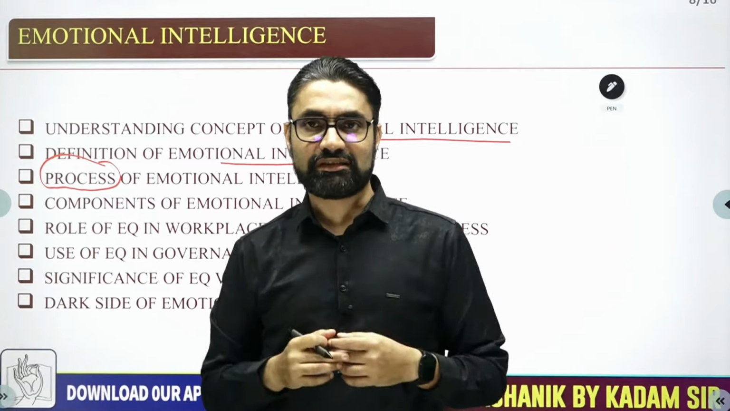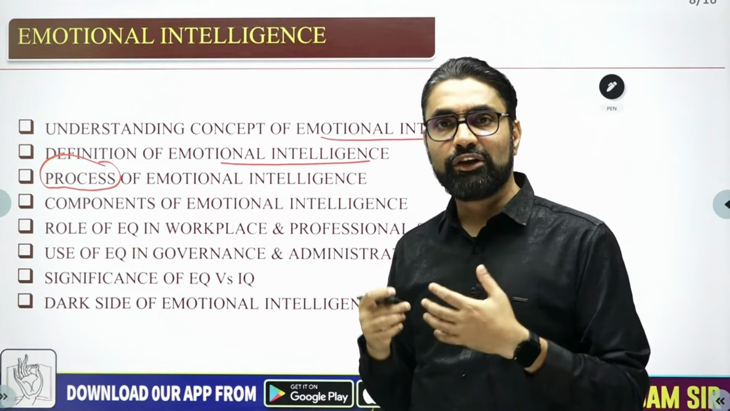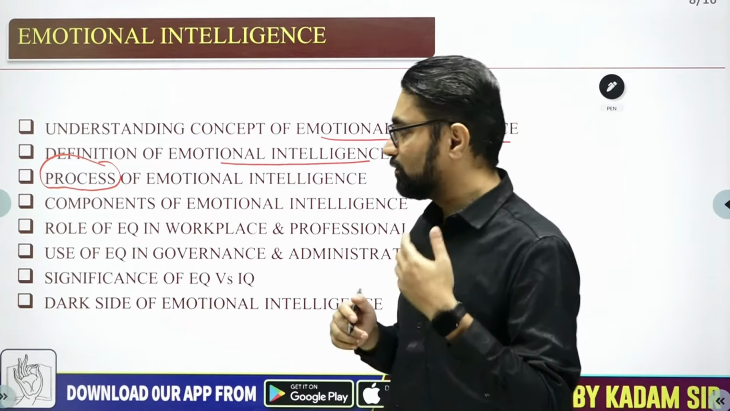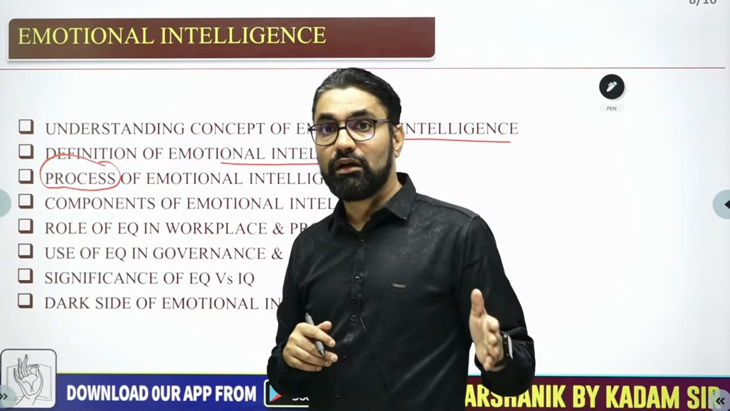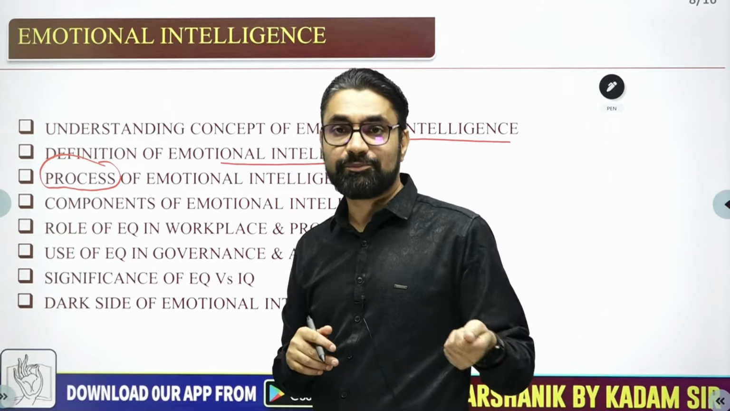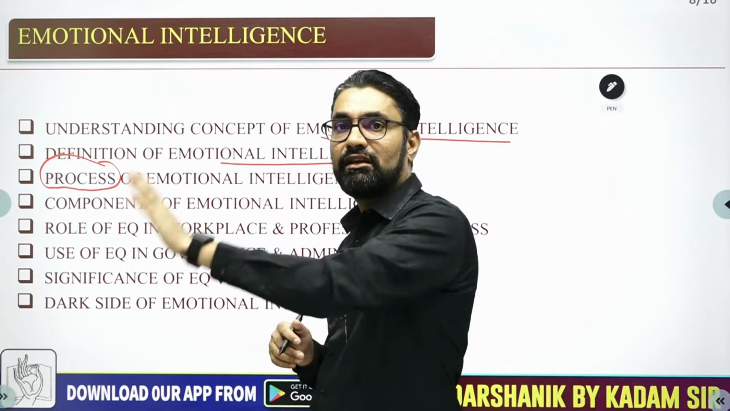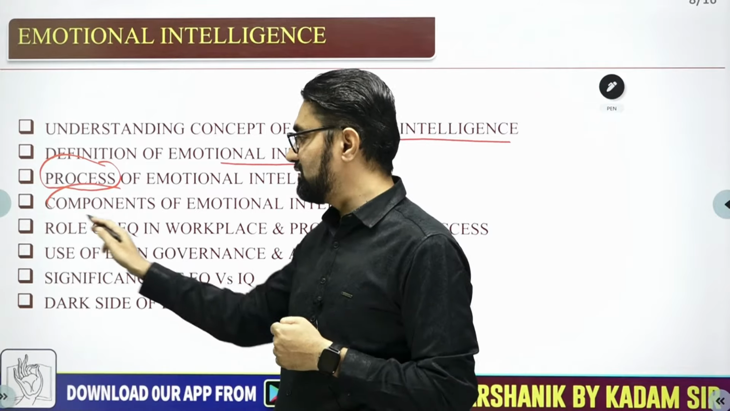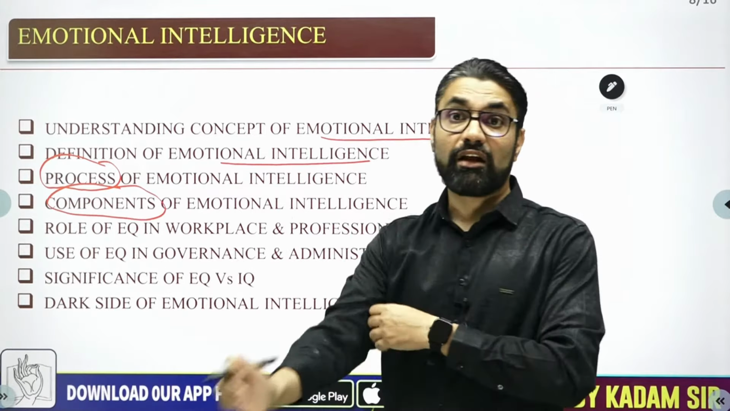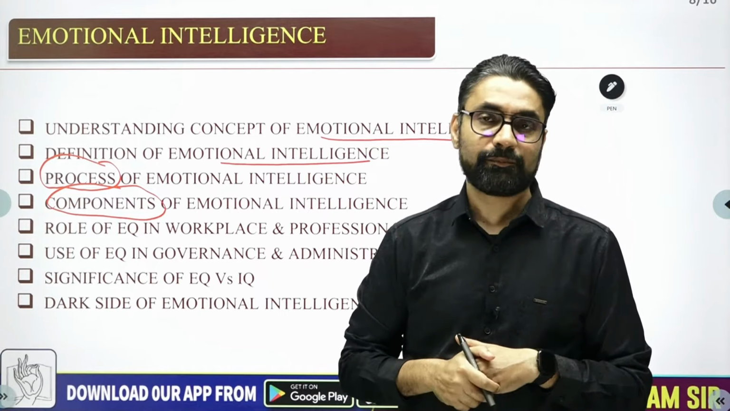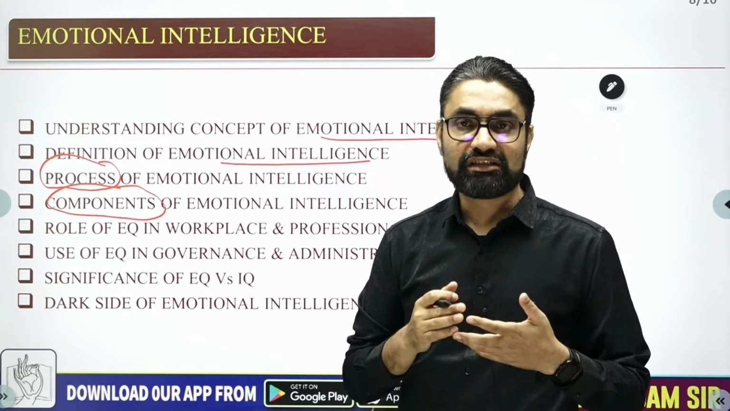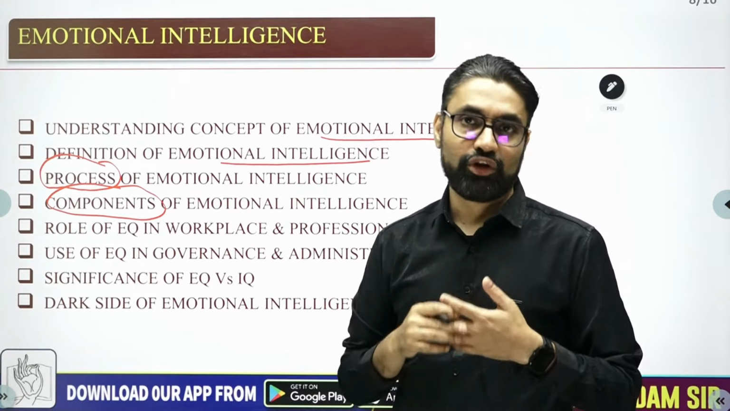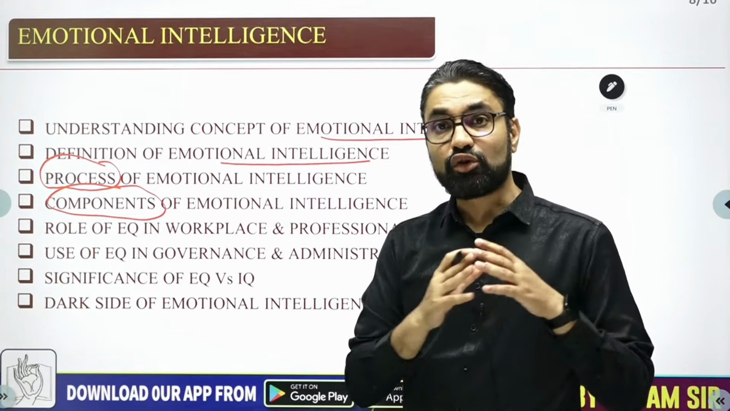So these 4 processes we'll study in detail, and I will give you a lot of examples of how this process of emotional intelligence works: emotional perception, emotional understanding, emotional reasoning, and emotional management. Then we will discuss the components of emotional intelligence. There are 5 components: empathy, social skill, self-awareness, self-regulation, and intrinsic motivation. We'll discuss all these concepts separately.